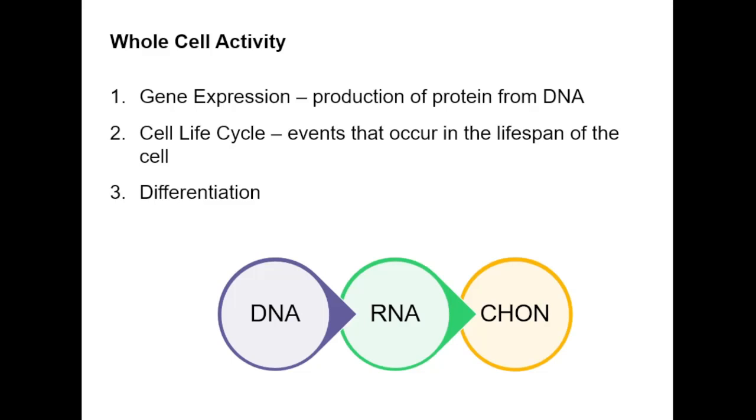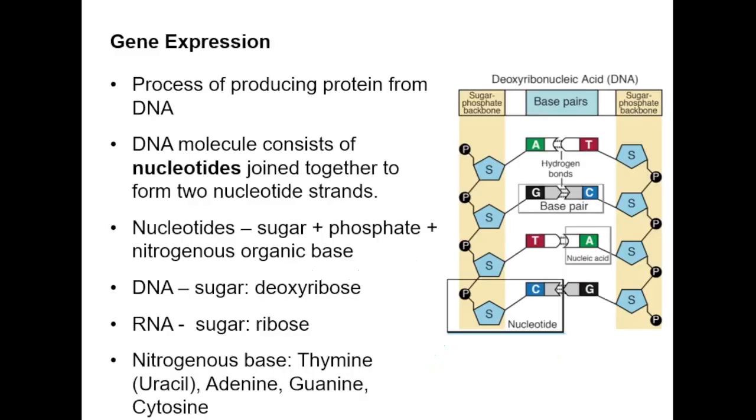Another whole cell activity is cell life cycle. So this will talk about the lifespan of the cell and the events that occur in the lifespan. And then lastly, we'll be talking about differentiation or maturity. So once the cell has been able to serve its function and its purpose, what happens to the cell afterwards? So that's what we're going to be talking about. Let's start with gene expression.